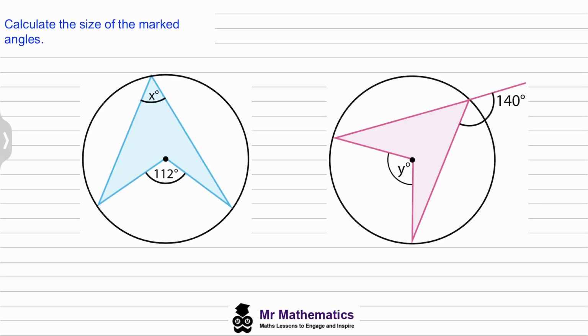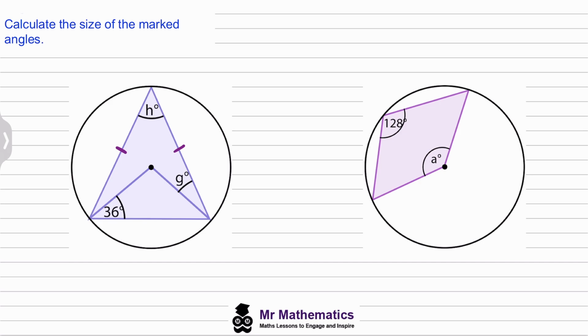So if we know the angle at the center is double the angle at the circumference, and we've got 112 degrees here, then we can work out angle X as 112 divided by 2. So angle X will be 56 degrees. You can use the same idea with angle Y, but we need to work out the angle at the circumference first. Well, we've got angles on a straight line, so this will be 40 degrees. And the angle at the center will be double this, so this will be 80 degrees. Okay?